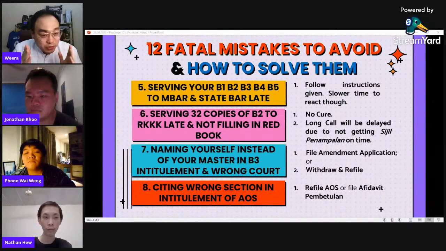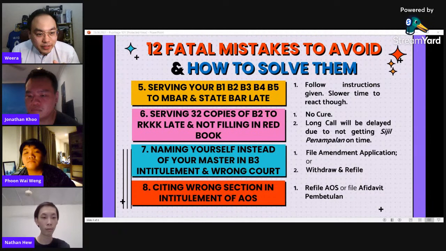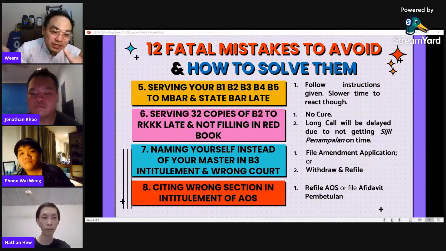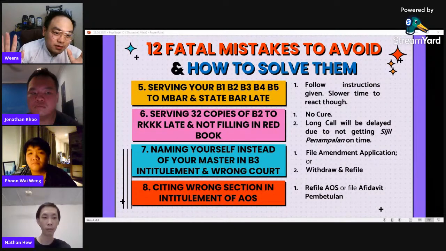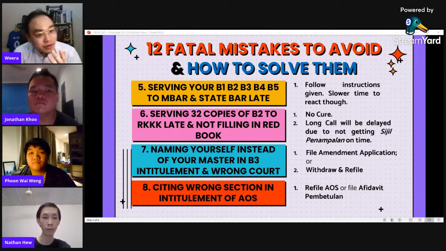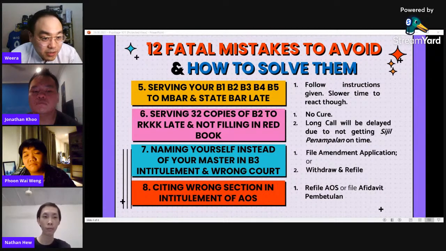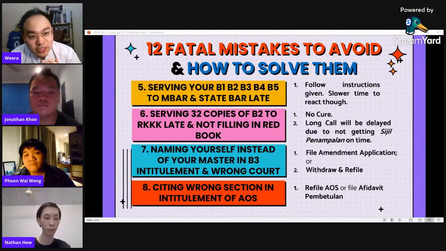Okay, why is this important? It is very important because for your long call later on, you will need a document called Sijil Penampalan. Sijil Penampalan is essentially a certificate verifying that the notice had been pasted at the 16 High Courts of Malaysia. Okay, so how can you go wrong? It's very simple. If you serve your Borang 2 late, or you take your own sweet time to serve your Borang 2, then the runners of the court will take their own sweet time as well. Or in other words, they wouldn't have enough time to paste it at the 16 High Courts, meaning the slower they paste, the slower it is for you to get your Sijil Penampalan.